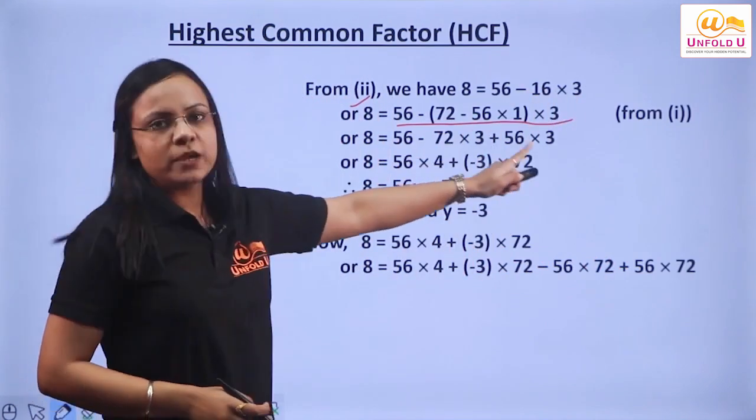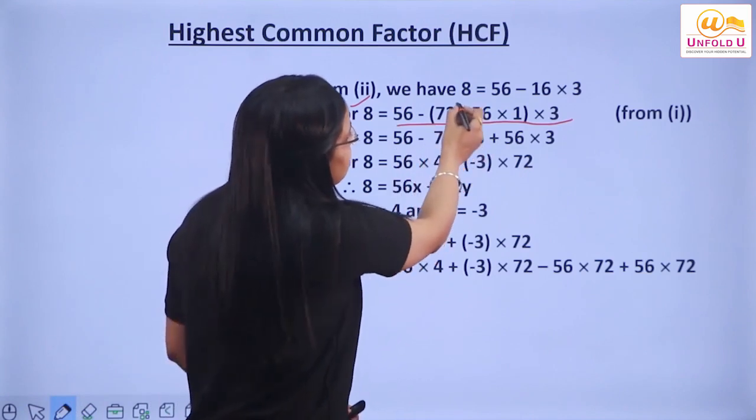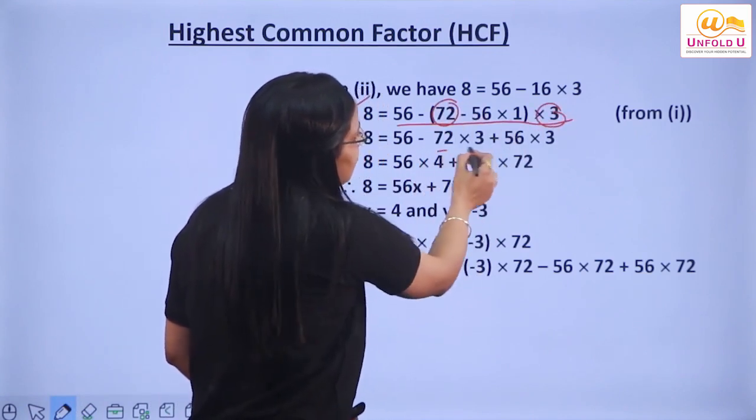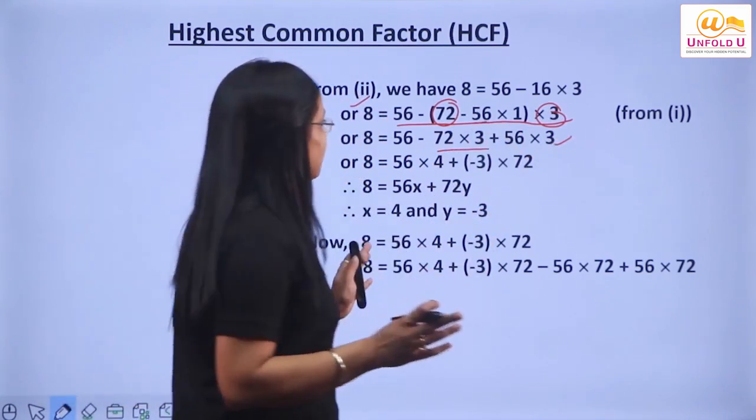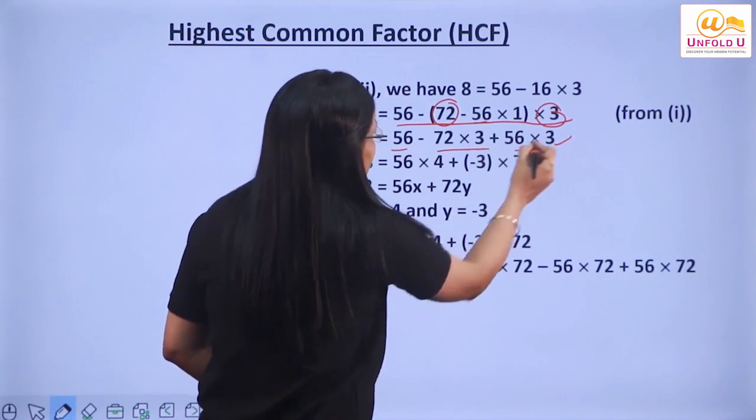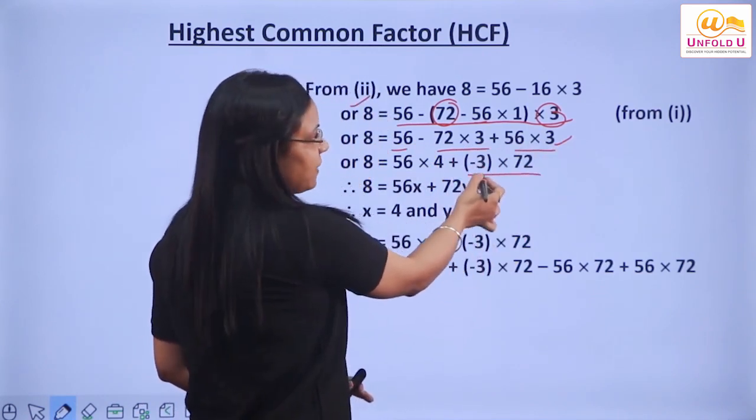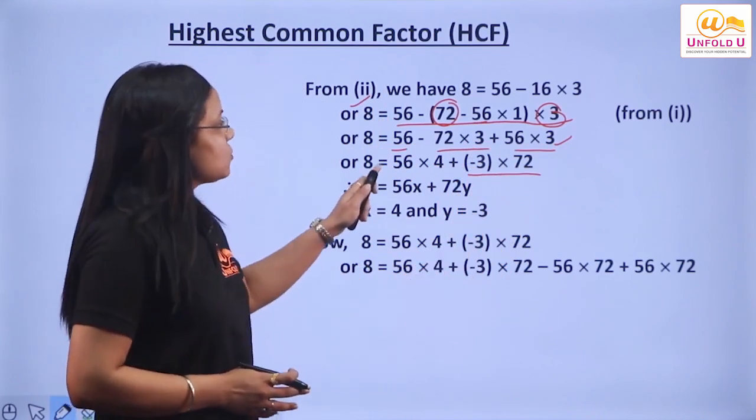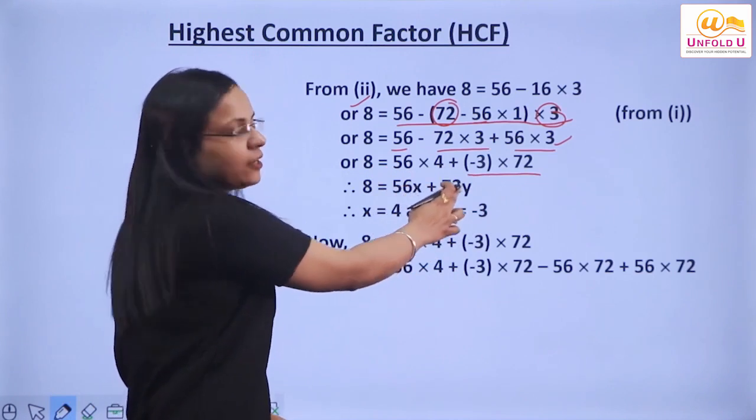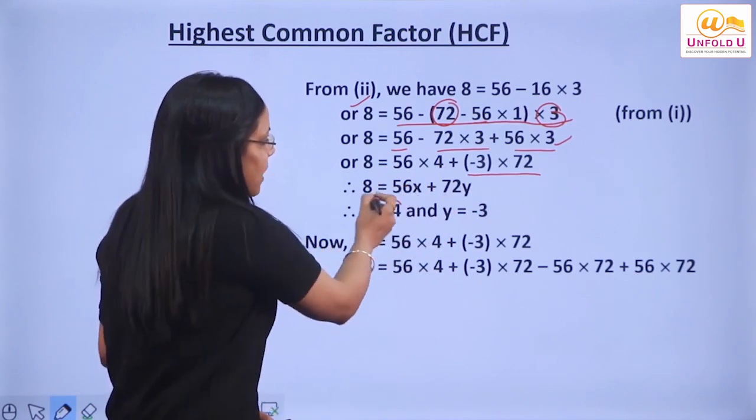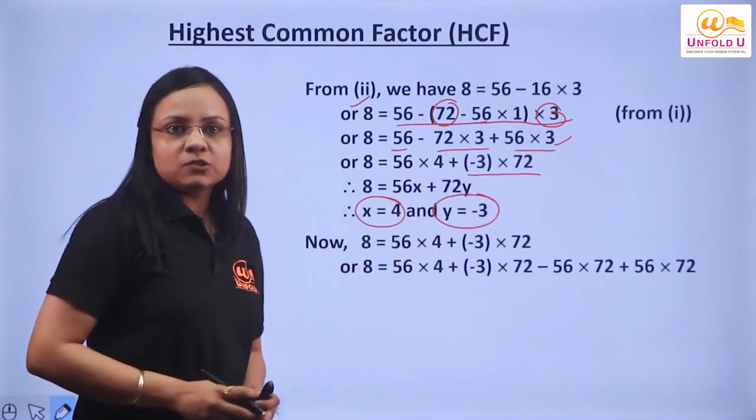Now solving this equation, just open the brackets and solve it. So we get 56 minus 72 into 3 plus 56 into 3. Now combining this term and this term, we get 56 into 4, and this is written as minus 3 into 72. Now if we compare this equation with 56x plus 72y, what do we get? The value of x is equal to 4 and the value of y is equal to minus 3.